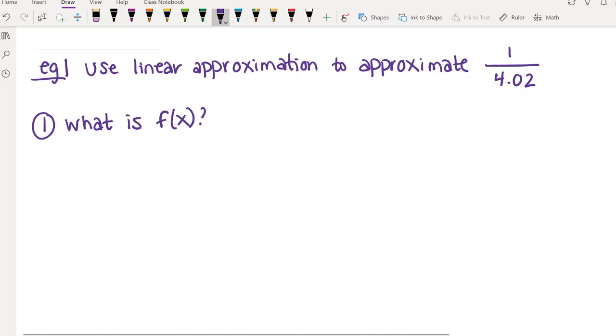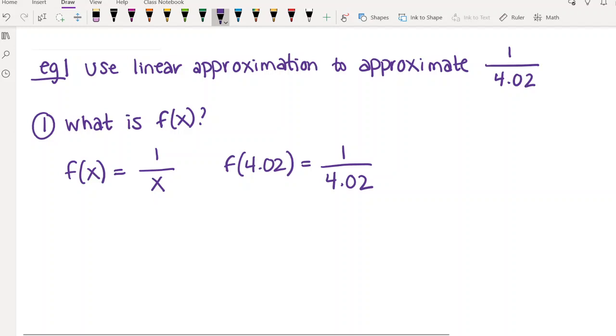To answer that question, basically we want to think of what would be a function that you could plug 4.02 into and get 1 over 4.02. I would recommend pausing and trying to think about this yourself, but I'll spoil it in a moment. If our function is 1 over x, well then if we were to plug in 4.02, we would get 1 over 4.02. So that's how we can make this thing we're trying to approximate fit with what we were doing earlier, right?